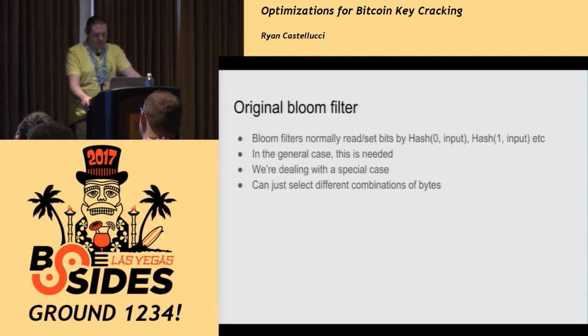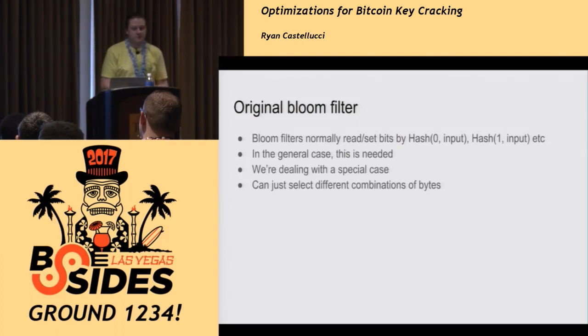So in order to do searching, Brainflare uses a Bloom filter. There's a couple 100 million addresses that have been used in Bitcoin since the beginning of time. A Bloom filter is a data structure that allows you to check for set membership efficiently as long as you're okay with the occasional false positive.